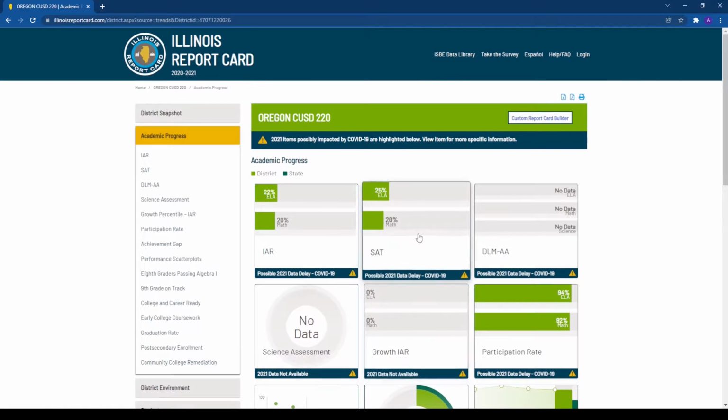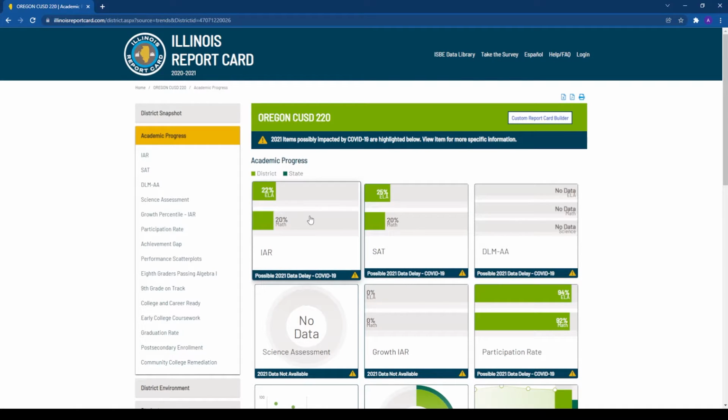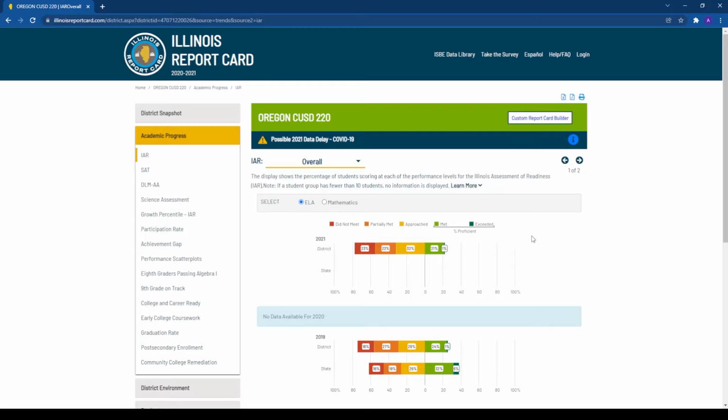So now we're going to dig into one of these real quick to show you the true capabilities of this system. And we're going to use the IAR for that example. All right, upon clicking into the IAR, we can see that we have a little drop down right here where we can choose either the overall or we can look at grades and demographics. For right now, I'm just going to leave it on overall. And then here we can toggle between ELA and mathematics, ELA being English Language Arts, and then math being math.